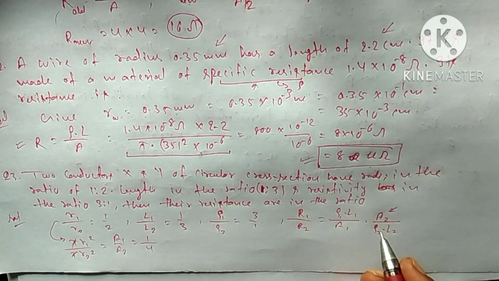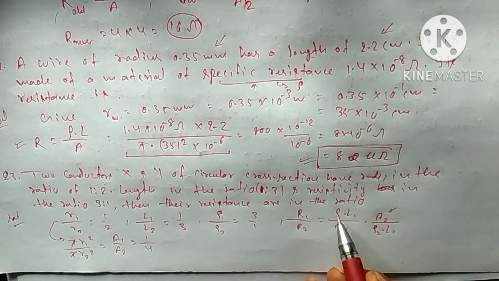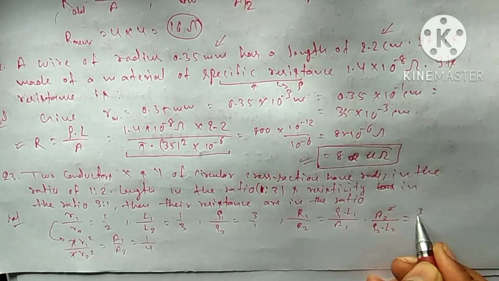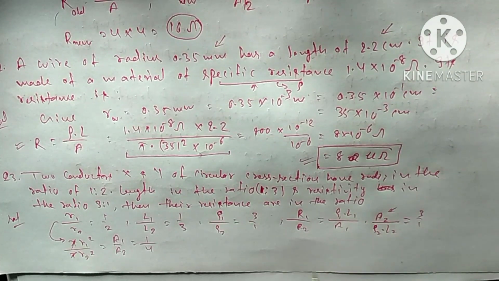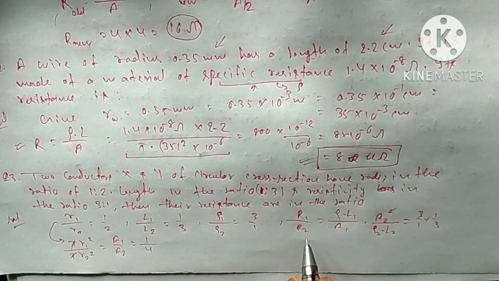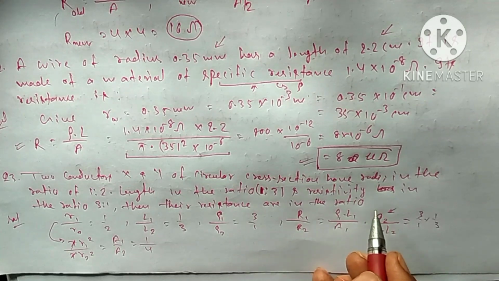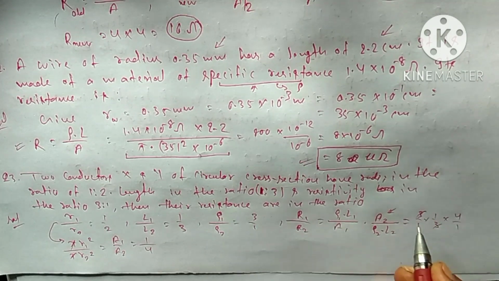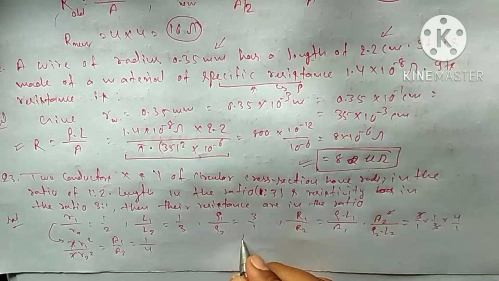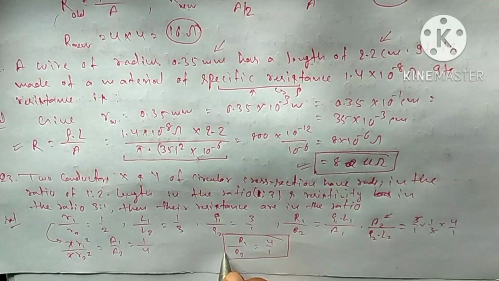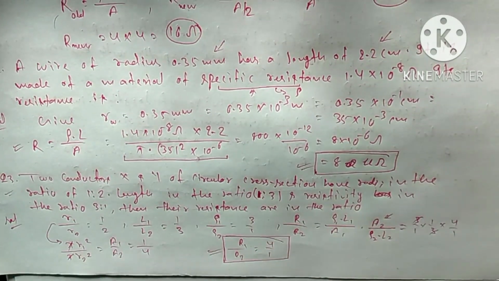Okay, so now we can put these in and simply get the ratio of R1 by R2. Rho 1 by rho 2 is 3/1, L1 by L2 is 1/3, and A1 by A2 is 1/4, so the 4 goes to the numerator, and we multiply by 4/1. Finally the 3s cancel, so the final value of R1 by R2 is 4/1. That means the final answer of question number 3 is 4:1.